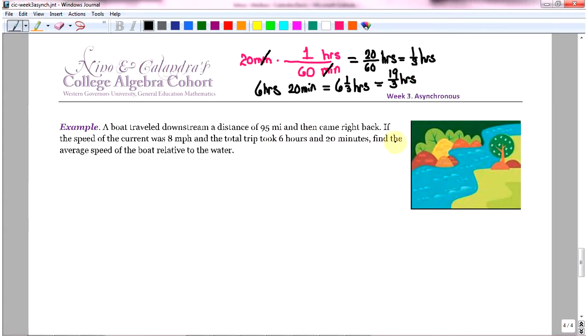Well, we are trying to find the average speed of this boat relative to the water. So let's write a table to summarize what we have, and I'm going to put a little arrow here so you'll know that this is the same thing as that. Hopefully a formula came to mind that applies to this problem: distance is equal to rate times time. So in our table, we're going to have columns for distance, rate, and time, and we'll fill in what we know and what we're looking for.